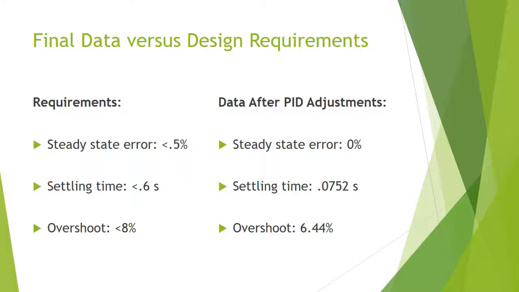This comparison table shows the initial design requirements versus the final data after the PID controller adjustment. For steady state error, less than 0.5% was needed. This is achieved with the final value of 0%. Settling time of 0.6 seconds. This is also achieved with final 0.0752 seconds. And the desired percent overshoot was less than 8%. This is also achieved with 6.44%.